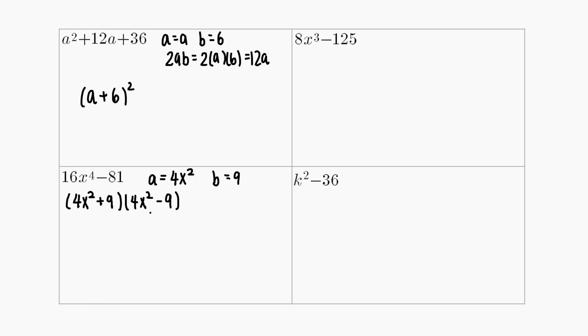The 4x squared minus 9 here, this is a difference of two squares, which means we can factor again. In this case, a is now 2x and b is 3. So fully factored out, we just copy the original one down. This becomes 2x plus 3 times 2x minus 3. And now we're done factoring this one.